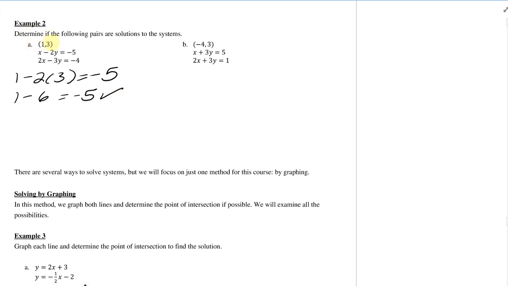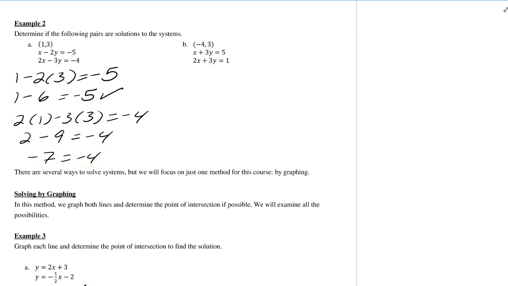So now I have to plug this into the second equation. So now this will be 2 times 1 minus 3 times 3. So does that equal -4? Let's see. So this will be 2 minus 9. So does that equal -4? It does not, right? This actually gives us -7 equals -4. So this is not a solution. So no, this is not a solution.